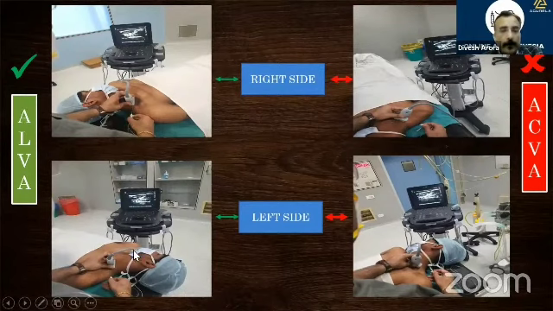Similarly, for the left side, we stand on the side of the patient between the head and the shoulder. So the key is that you have to stand between the head and the shoulder, irrespective of whether it is right or left. The machine has to be on the opposite side, and you are using the along the line of visual axis approach.